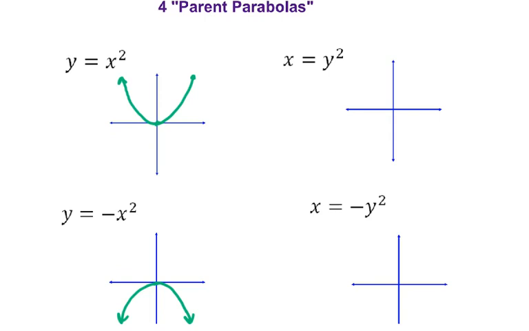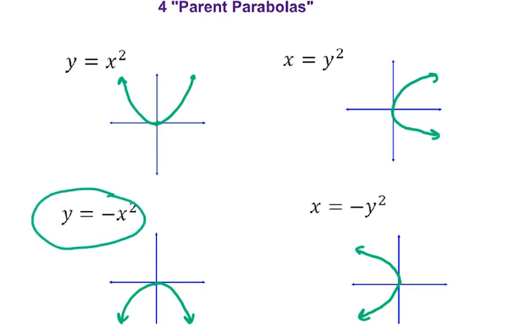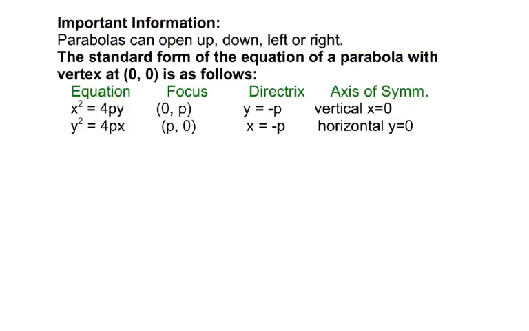X equals y squared is going to be a parabola that opens sideways. This one in particular opens to the right. For x equals negative y squared, of course, we're going to get an open to the left because that is where the negative x's are, just like for y equals negative x squared, the negative y's are below the x-axis. Parabolas can open up, down, left, or right.